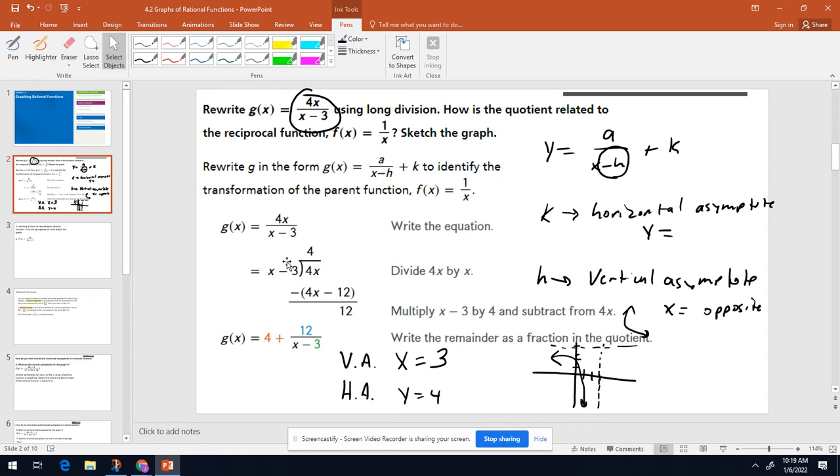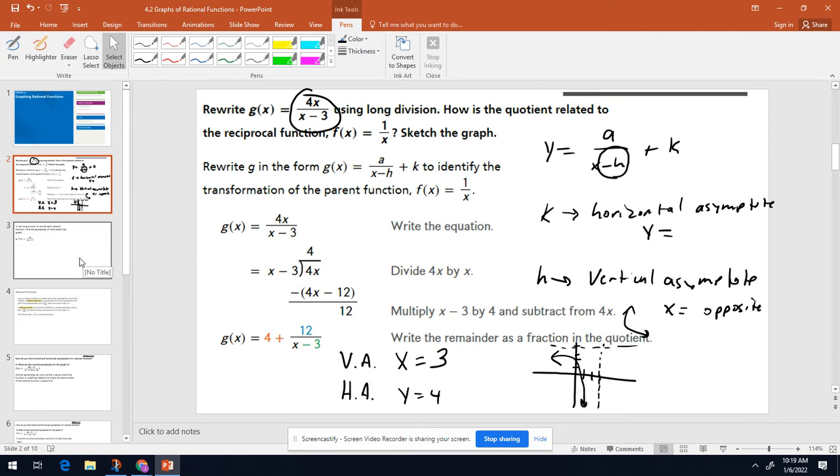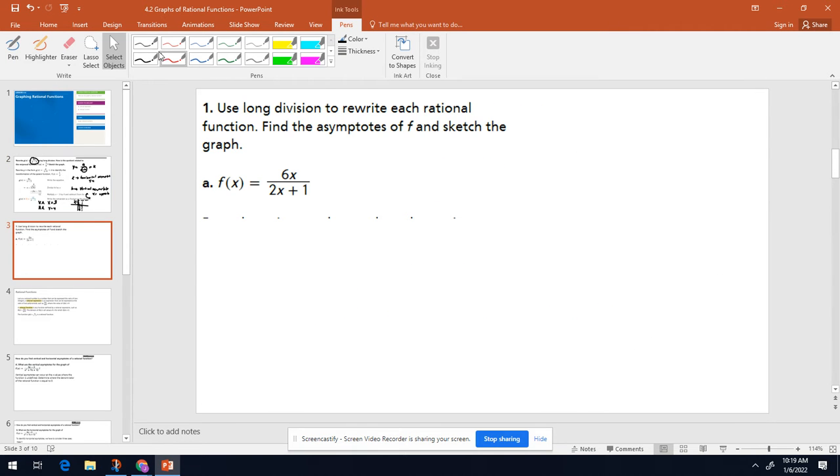Okay, so again, whatever's on the denominator goes on the outside. Whatever's in the numerator goes on the inside. So I've got 6x divided by a 2x plus 1. So what can I multiply by 2x to get a 6x? And the answer to that is 3. 3 times 2x is 6x. 3 times 1 is a minus 1.